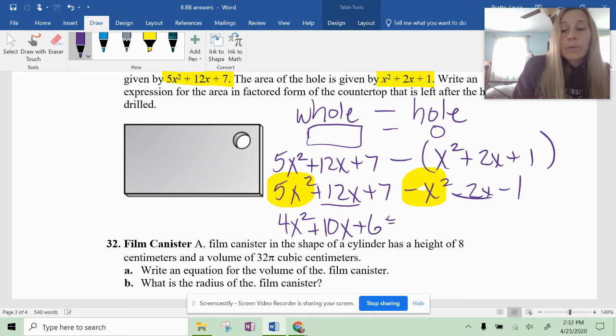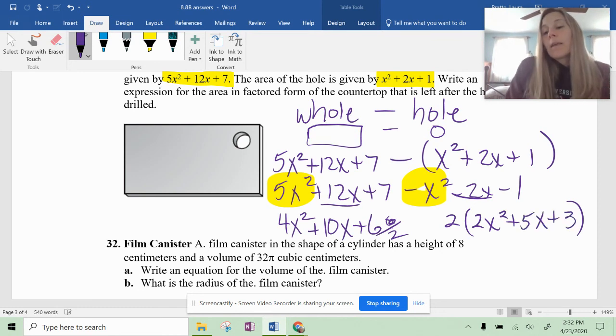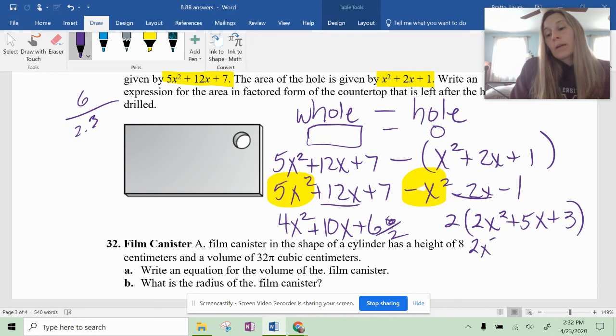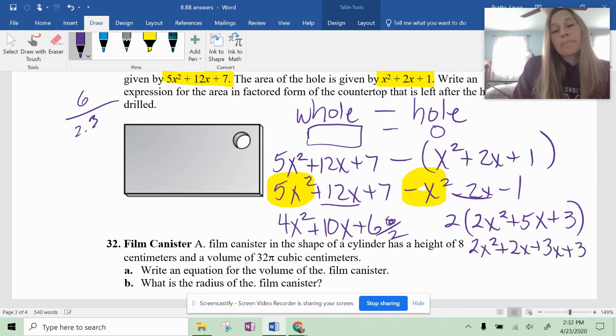Now, because they want us to put this in factored form, first thing I would do is divide it by 2, which is 2x squared plus 5x plus 3. And then you would have to do AC method there. So 2 times 3 is 6. The two numbers that multiply to get 6 and add up to get 5 are 2 and 3. So 2x squared plus 2x plus 3x plus 3.